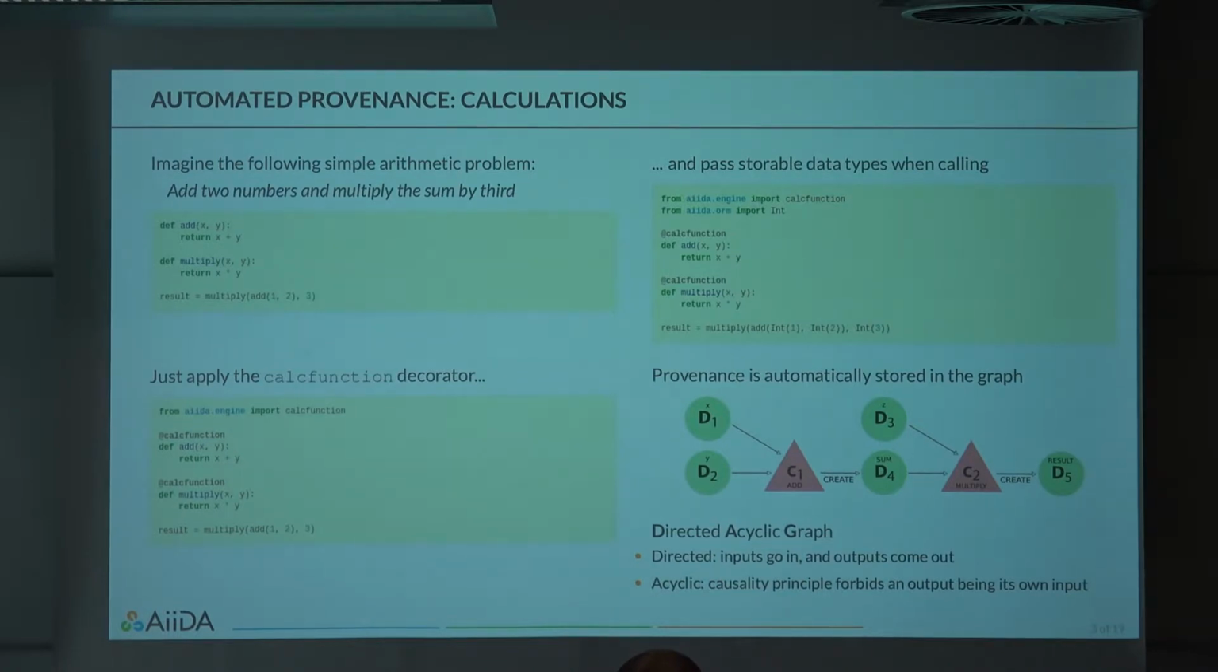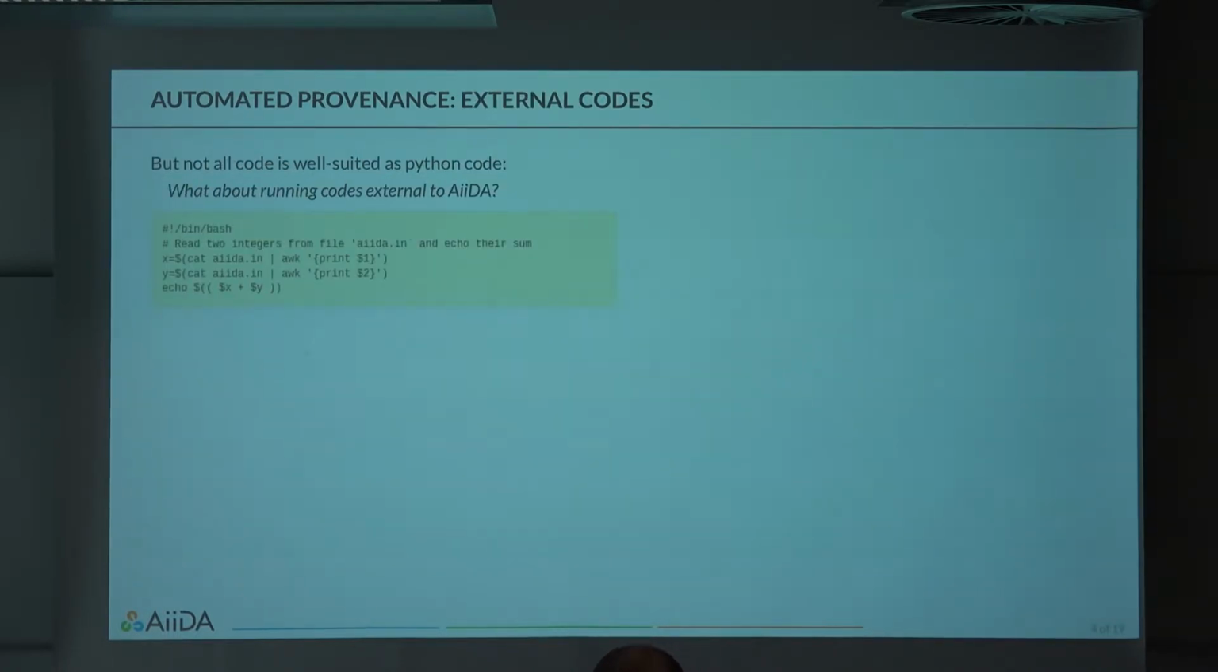So now we go forward to a more real-life example. Let's say that we cannot implement our code in Python, but it's an external code. Still a toy example, this is a bash script that does essentially the same. It reads an input file that has two integers, two floats. It parses them, it takes the sum, and it echoes them. Imagine this being your DFT code, whatever. It takes some inputs, produces some outputs.